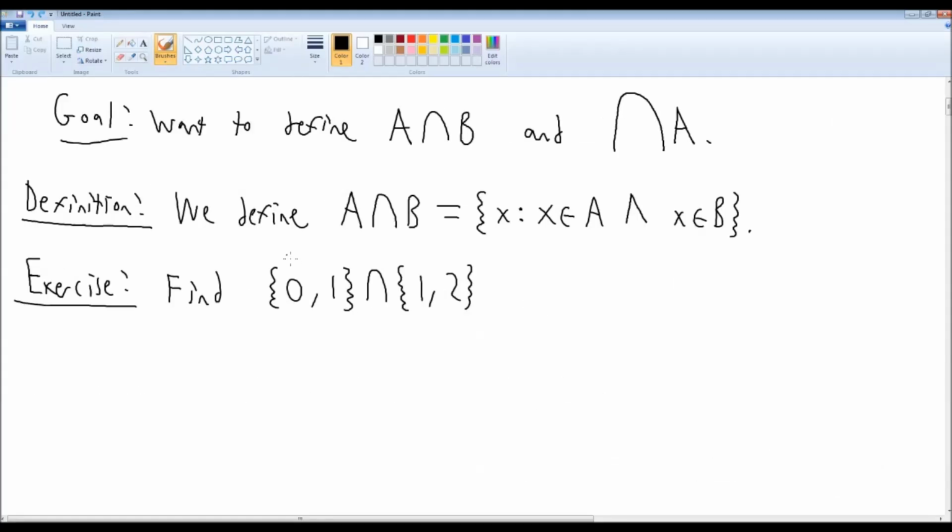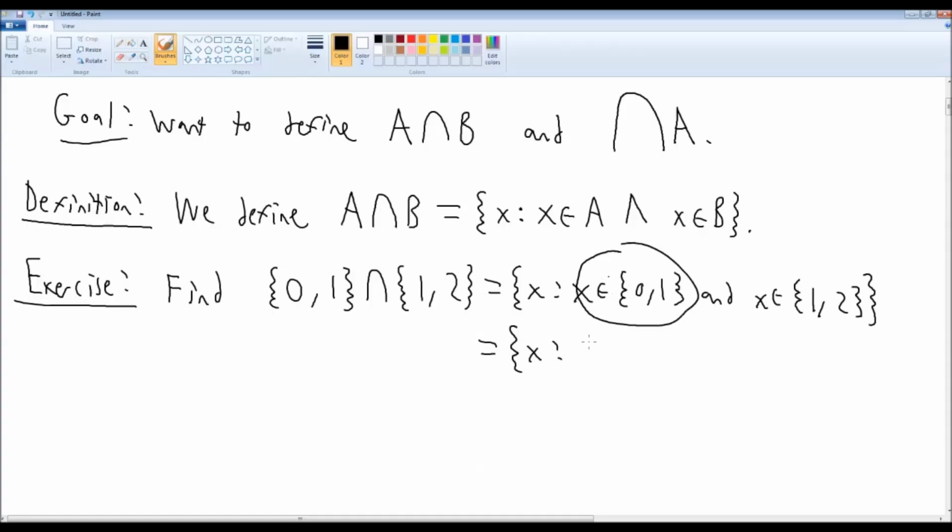So here's a little exercise. What's the intersection of these two sets? Here we're taking advantage of the fact that 0, 1, and 2 are all distinct, meaning they're not equal to each other. So the intersection of these two sets is just going to be the set of things which are both in {0, 1} and in {1, 2}.